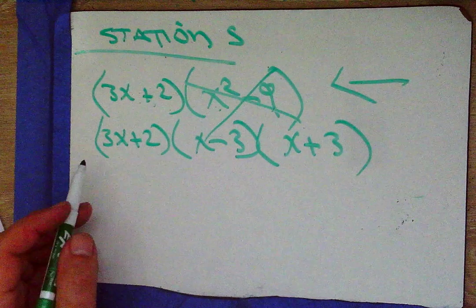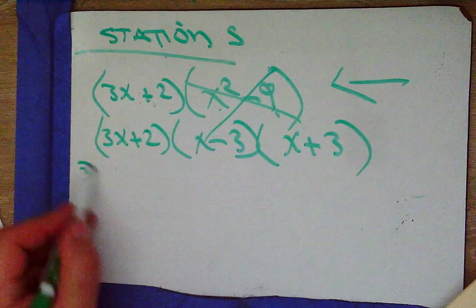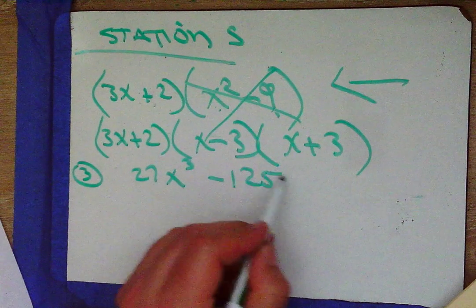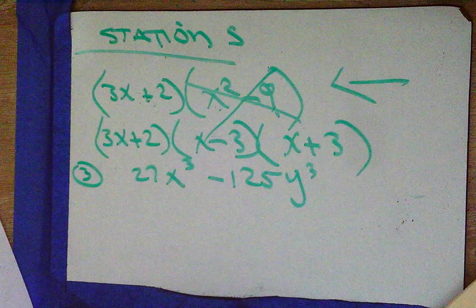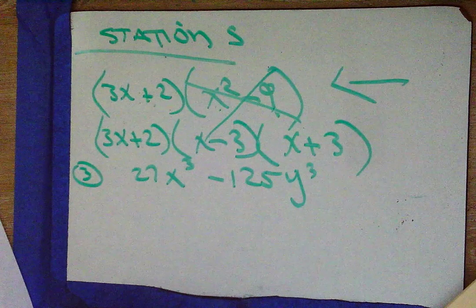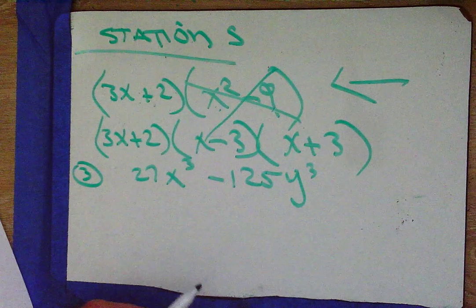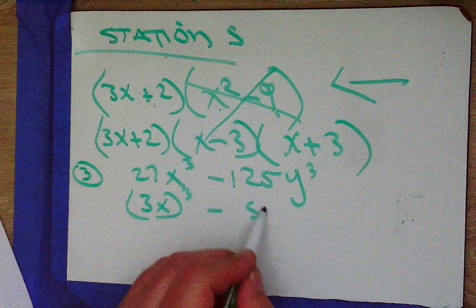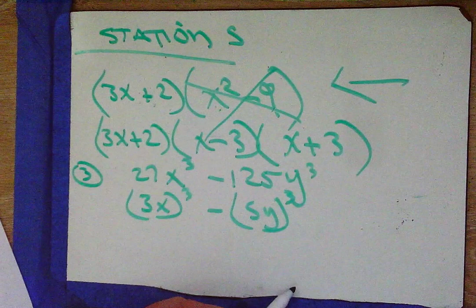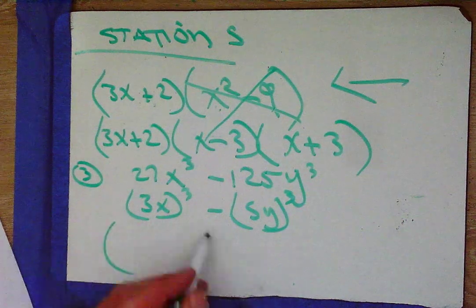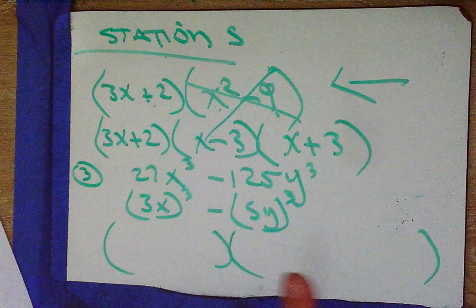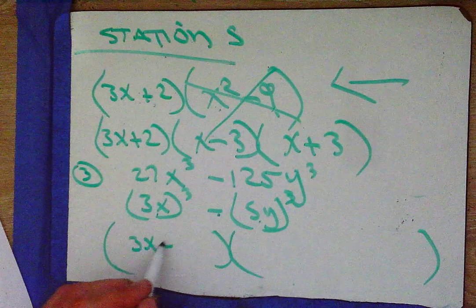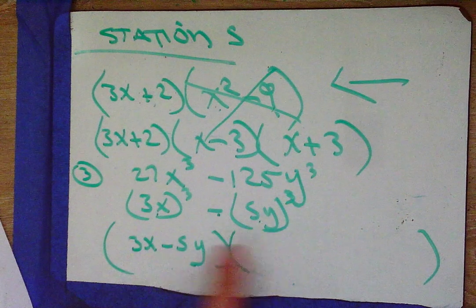All right, problem number 3. 3 says 27x to the third minus 125y to the third. Okay, pause that video, give this one a try. Well, so I see this as 3x being cubed minus 5y being cubed. And because this is a difference of cubes, I know I'm going to have a binomial and a trinomial. The binomial is this minus this, 3x minus 5y.